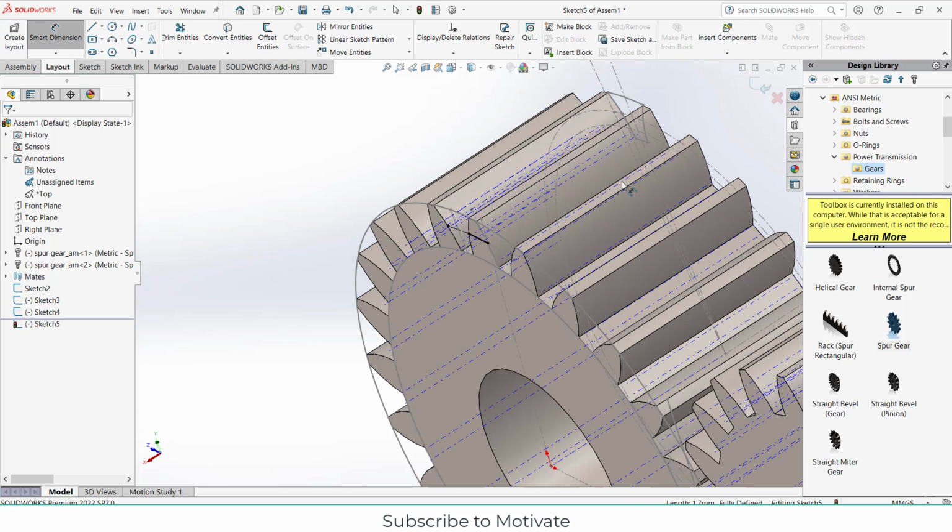Face width. So you see this line edge. So this line is called face width. Okay.